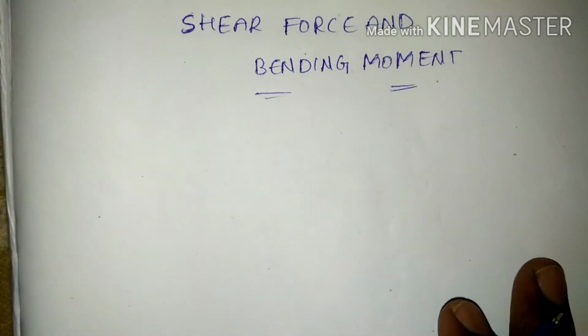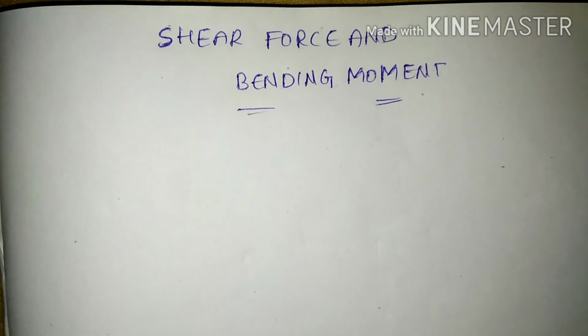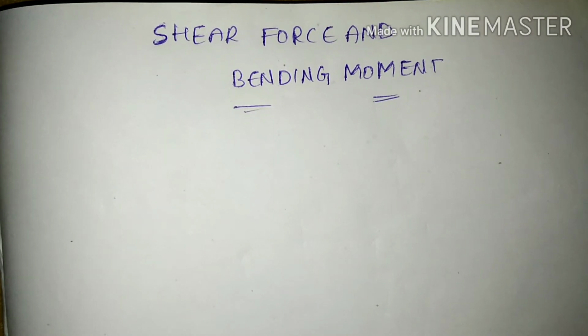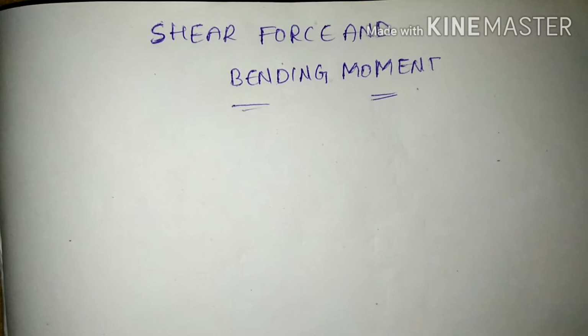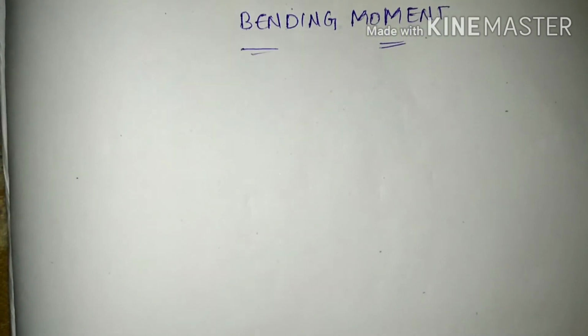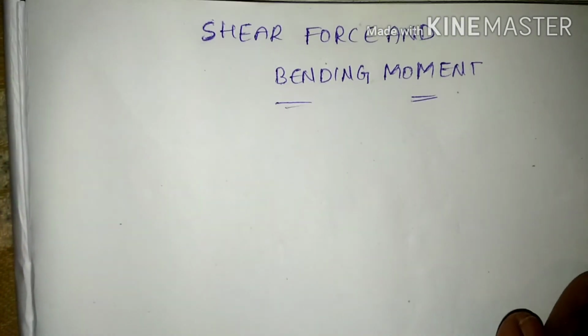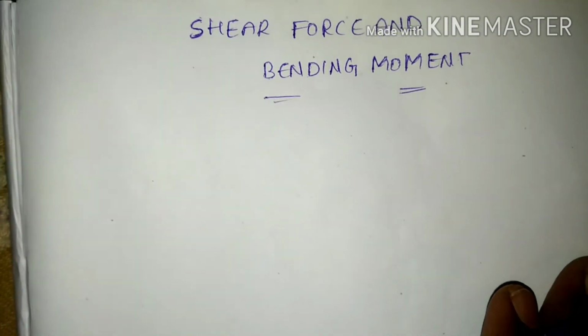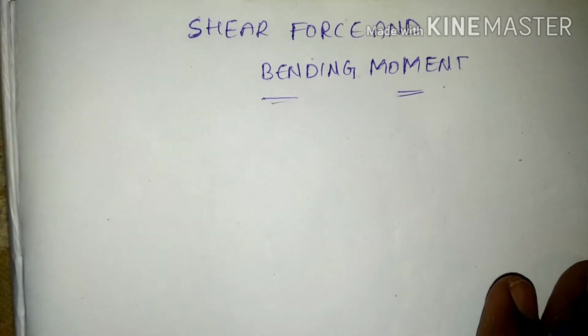In the last video, we completed shear force and bending moment definitions and sign conventions, and what is a SFD and BMD, shear force diagram and bending moment diagram. Today, we are going to see some types of loading conditions for a cantilever, simply supported and overhanging beam.